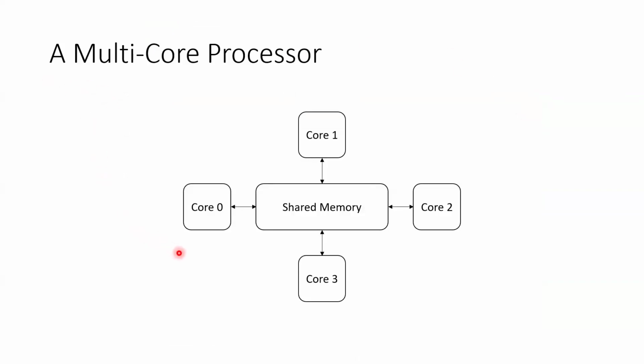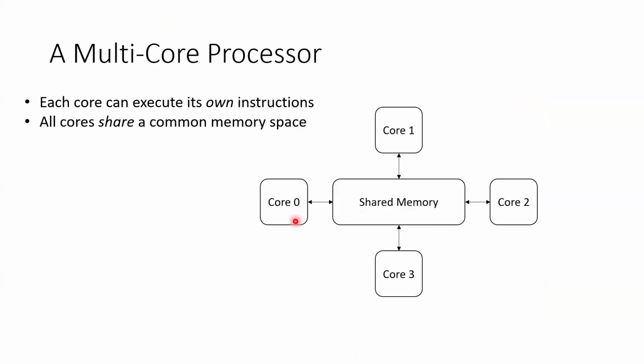So now we have multi-core processors instead of single-core processors. And all of the cores share the same memory. Each core can execute its own instructions. And the 4 cores can execute different instructions at the same time. All of them share a common memory space.